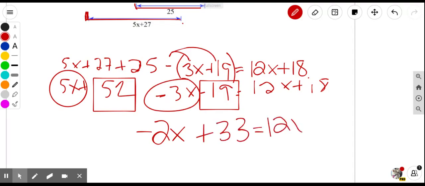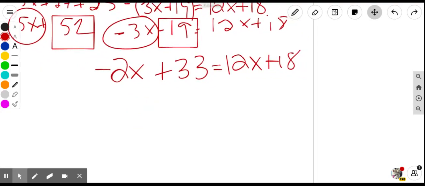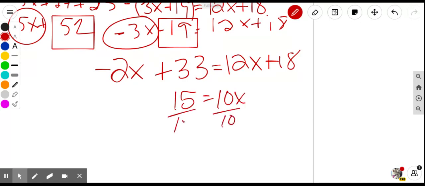But basically what I did is I distributed, and from here you would combine like terms. So you would combine 5x and negative 3x to get negative 2x, and then 52 and negative 19 would give us 33. Equals 12x plus 18. Then from here, you're going to add 2x to both sides, subtract 18, and you end up getting 15 equals 10x. Lastly, divide by 10, and you get x equals 1.5.